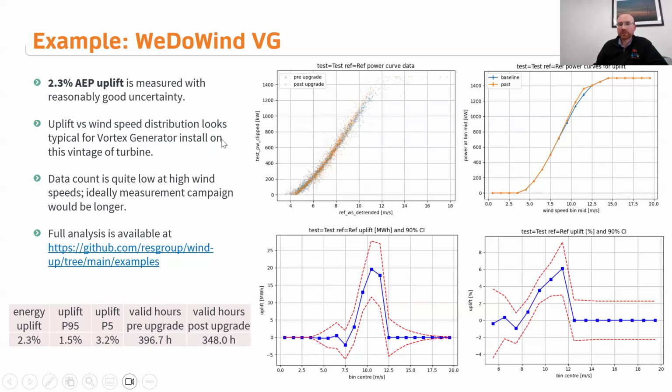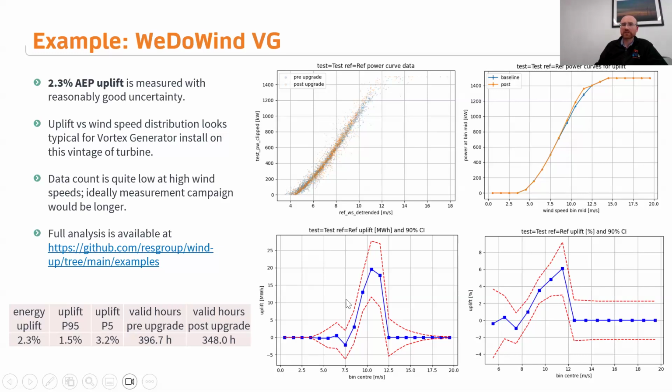The wind-up tool produces the 4 plots you see here on the right. So maybe going to the 2 bottom ones, these 2 bottom plots show the distribution of uplift versus wind speed. The bottom right plot is percentage uplift, so this is probably the easiest one to understand. It's showing 0% uplift measured up to about 8 meters per second. And then the uplift is pretty strong, up to 4 to 6% uplift in those wind speed bins. And then from 12 meters per second onwards, it's outputting 0 uplift.